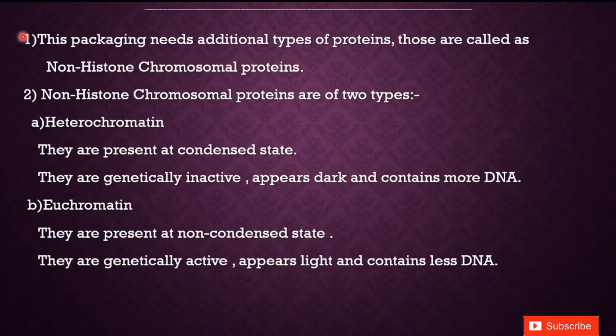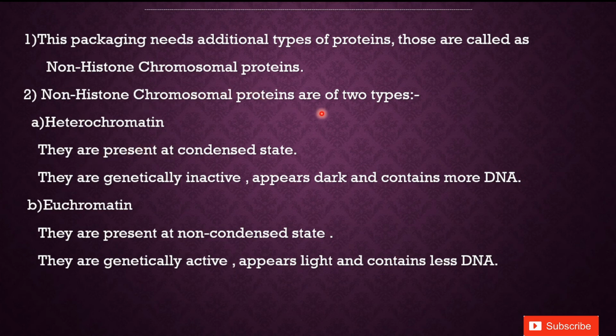Okay, so now one more thing you have to keep in mind for this packaging, two different additional proteins are also required. H1 histone protein, H2A, H2B, H3, H4, these 5 types of proteins are required. But along with this, some other proteins are also required. They are called NHCP. NHCP means non-histone chromosomal protein. So let's study about this non-histone chromosomal protein.